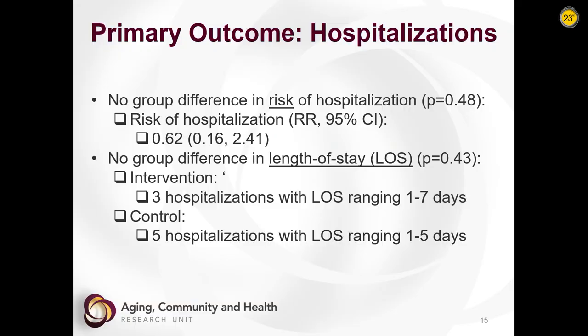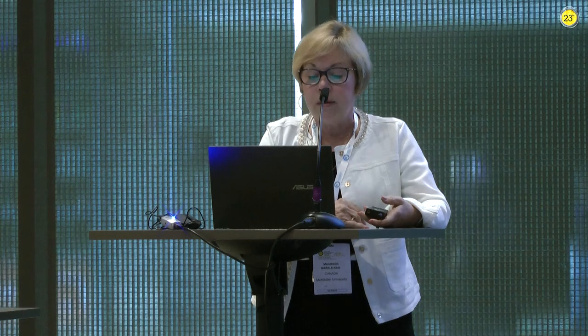So in terms of results, our primary outcome was the risk of hospitalization, and we found that there was no group difference in the risk of hospitalization, and no group difference with respect to the length of stay in hospital. And you can see the number of hospitalizations during the six-month period was quite low, actually three hospitalizations with lengths of stay ranging from 1 to 7 days in the intervention and only five in the control group.